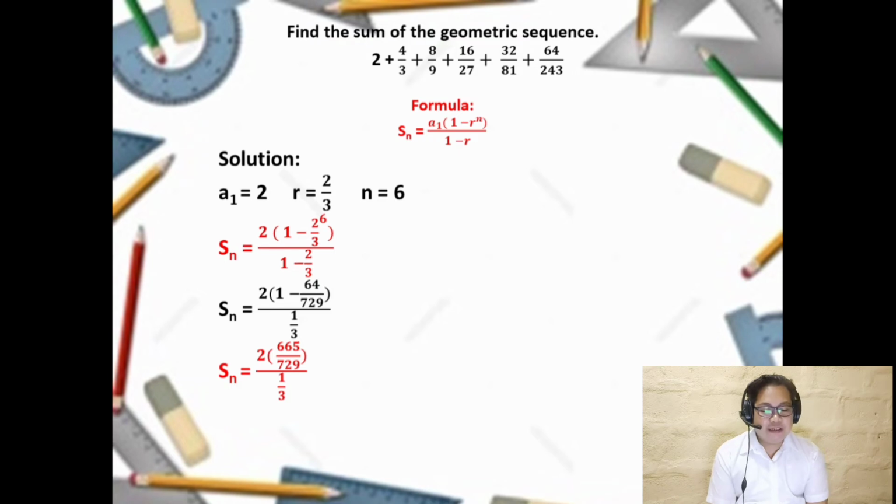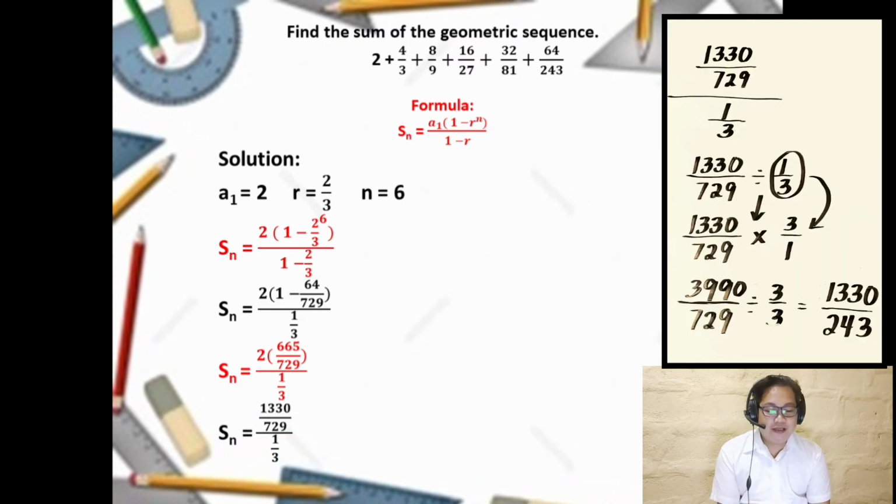At yung 2 times 665 ay 1,330 over 729 over 1/3. Then again, 1,330 over 729, magiging multiplication yung division, then yung 1/3, ay hanapin natin ang reciprocal, which is equal to 3 over 1. Then multiply. 1,330 times 3 is 3,990 over 729 times 1 is 729.